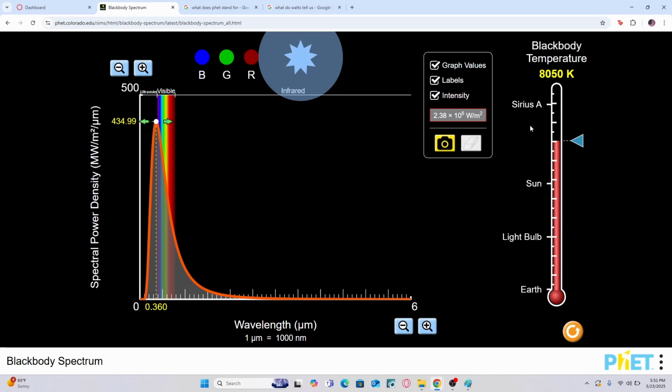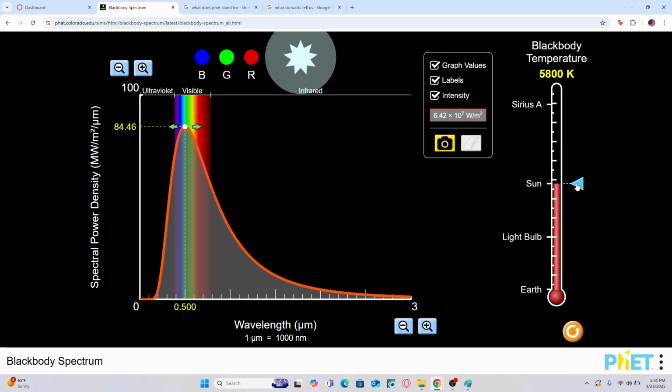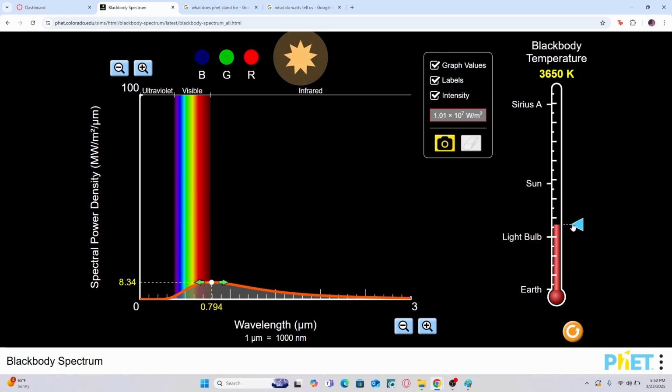So as you can see here, we're somewhere between Sirius A, which is a huge star, and the sun, which is our beloved star. And let's go down now and take a look at what happens when you decrease temperature. Okay, well, the wavelength is going up, and our peak is quickly becoming smaller and smaller, meaning we're emitting, and look at this number here, getting smaller and smaller.